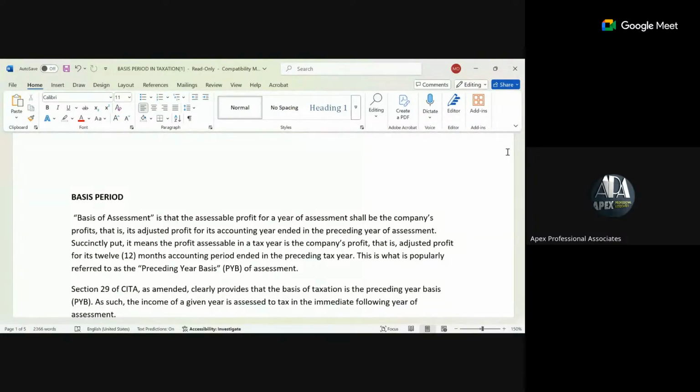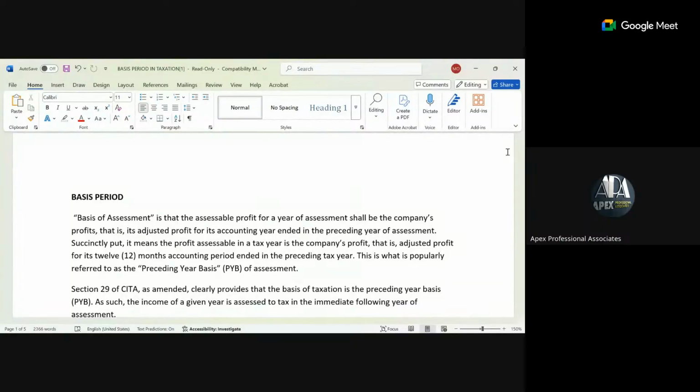Preceding year basis means that my income or my profit of last year, let's say 1st of January 2024 to 31st of December 2024, I'm going to be paying the tax in the next year. So that means they are assessing me to tax on the profit of the year before. They are assessing me to tax in the current year. That is preceding year basis.